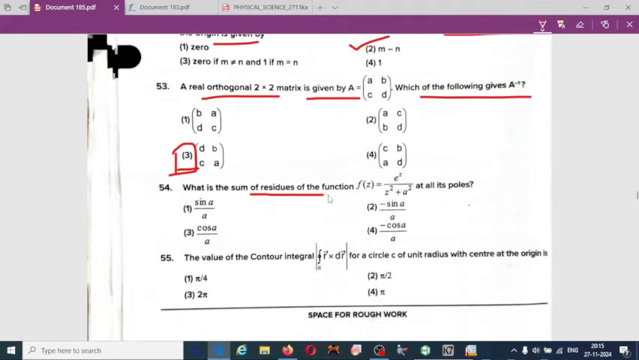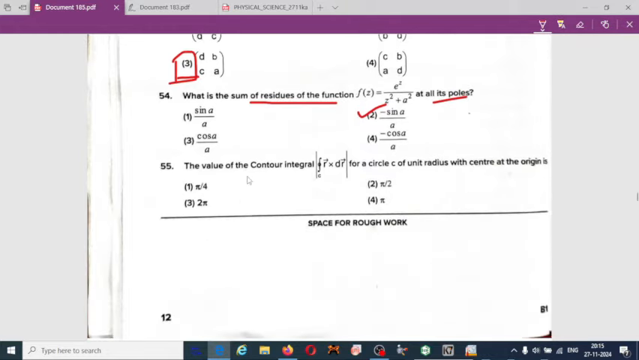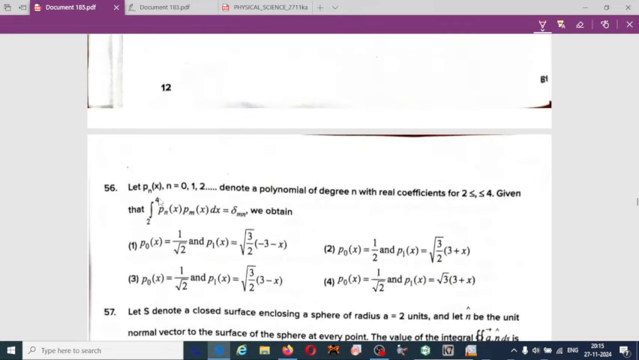What is the sum of the residue of the function? 54, 2 minus sin A, sin A by A. The value of the contour integral, option 3 is correct if you solve this one. Pn of x denotes a polynomial of degree n with real coefficients. Actually option 4 is correct. Option 1 also they have given. Verify this one.